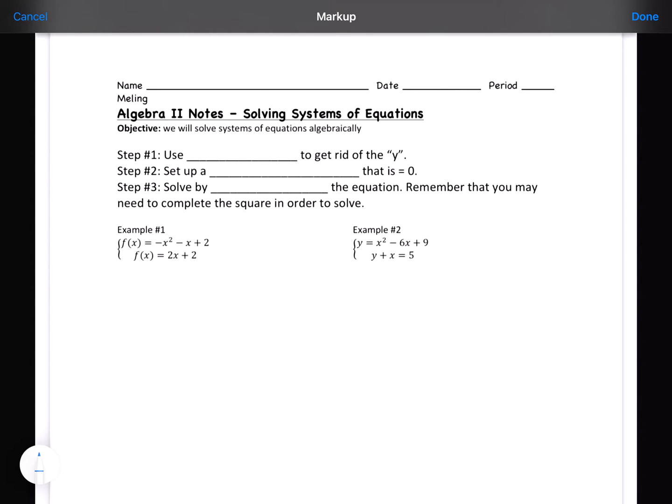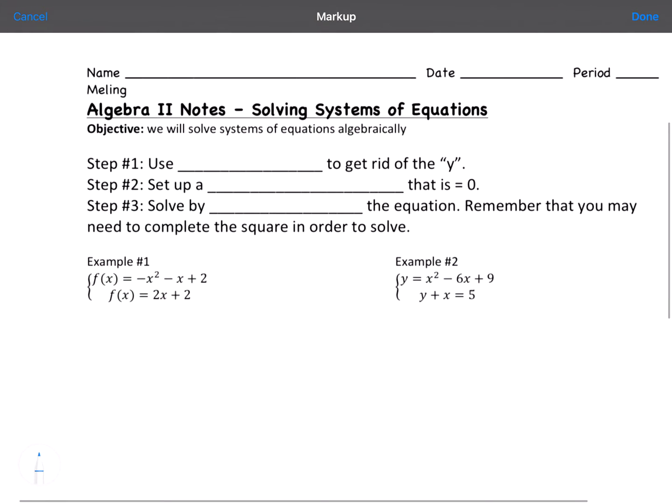Today we are solving systems of equations. Now we've done this before, but today we're solving systems of equations that involve a quadratic function as well, and we haven't done that before. So step one, when we have two equations, we want to use substitution to get rid of the y value in each equation.